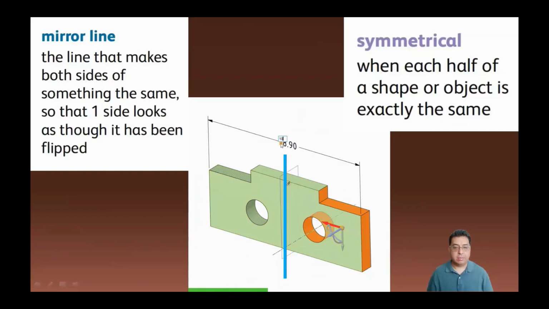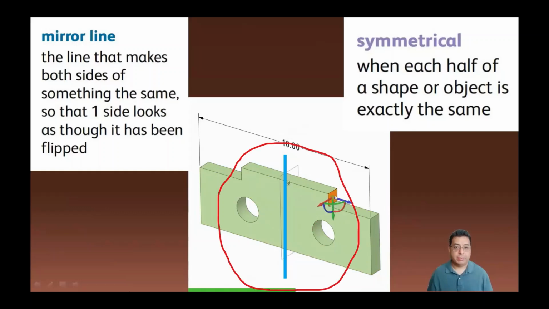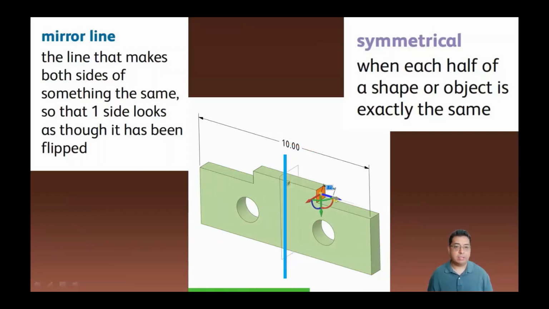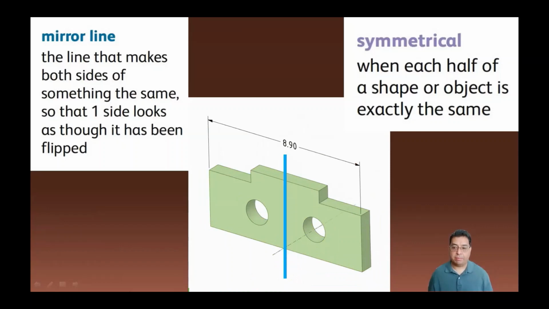So I've got this image here showing you how the mirror line, which is the blue line here, makes both sides of something the same. If you're looking at the mirror line, you can see both sides are doing the exact same thing, which coincides with symmetrical, because again, it's showing that each half of that mirror line is doing the exact same thing. And as you can see here, sometimes it's expanding a bit, but it's pretty much doing the same thing on the other side here, okay?